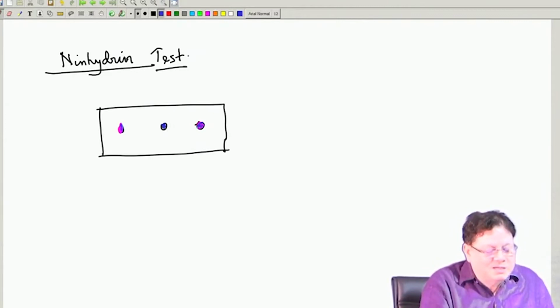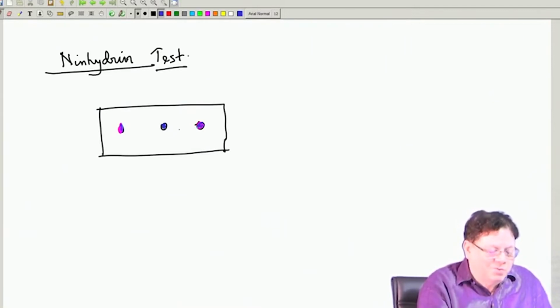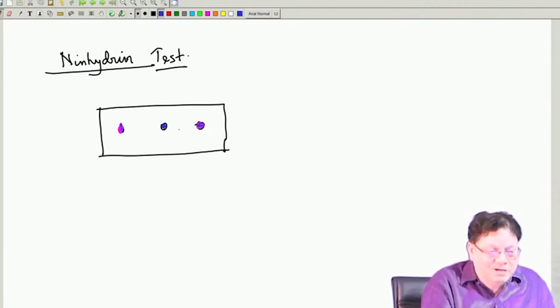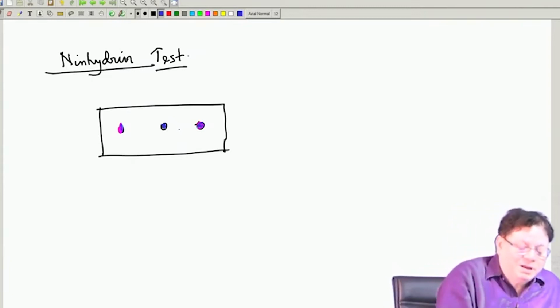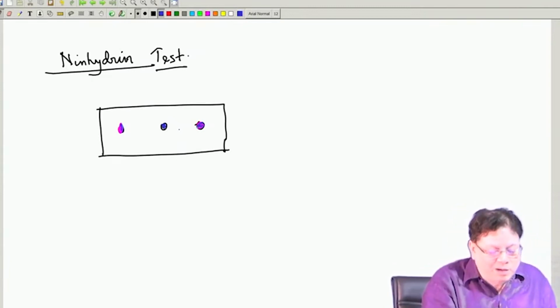And number 2 is the basic question: why does amino acid give color with Ninhydrin? Third is, what is basically Ninhydrin, what type of reagent it is, what is the structure? Okay. Now, let us first answer one by one.